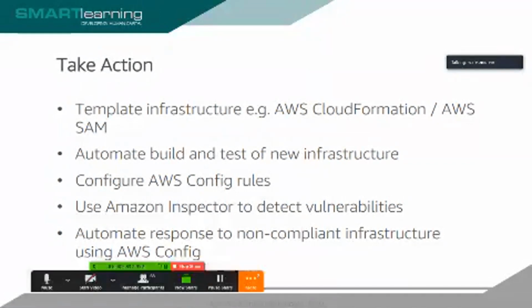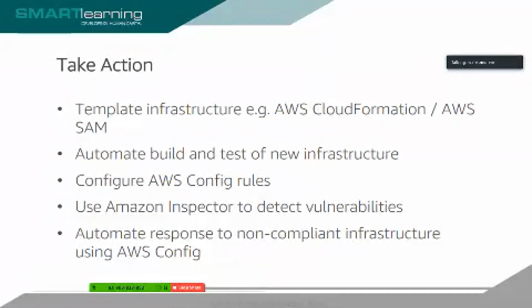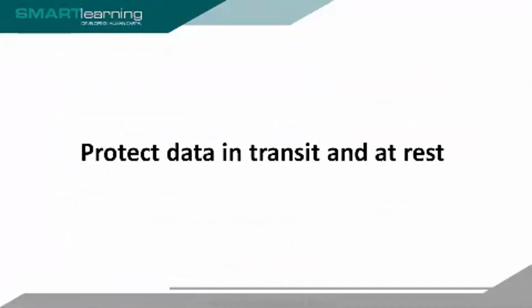So you configure AWS rules and use Inspector for vulnerability detection. You automate responses to non-compliant infrastructure using AWS Config, like I've explained to you, using that dashboard and remediation steps. Okay, I think this is the last part.